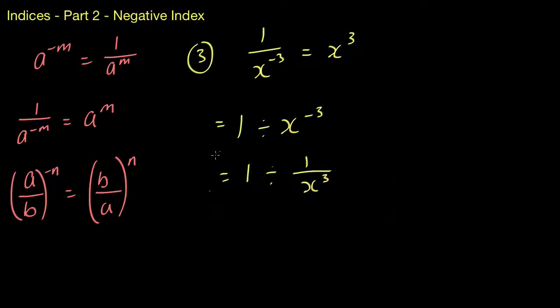That's what we just did in that last example. Now we've got 1 divided by 1 over x to the power of positive 3. 1 over here can be rewritten as 1 over 1. So now you've got two fractions. One is dividing the other one.